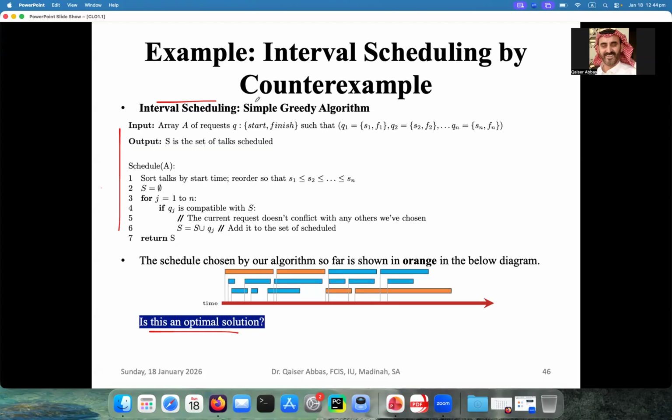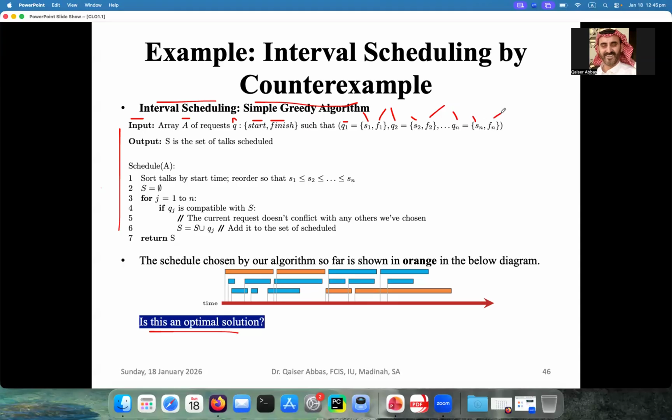So the name of this algorithm is the simple greedy algorithm, and here the input would be an array A of requests. In that array we have requests, which we represent with Q, each with a starting time and finish time: Q1, Q2, Q3, Q4, and so on. Q1 is request 1 with its starting time and finish time, Q2 is request 2 with its starting time and finish time, and so on, up to Qn.